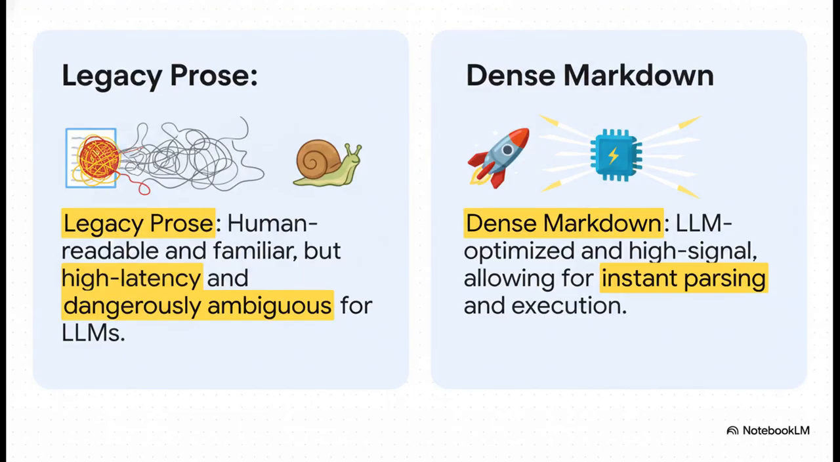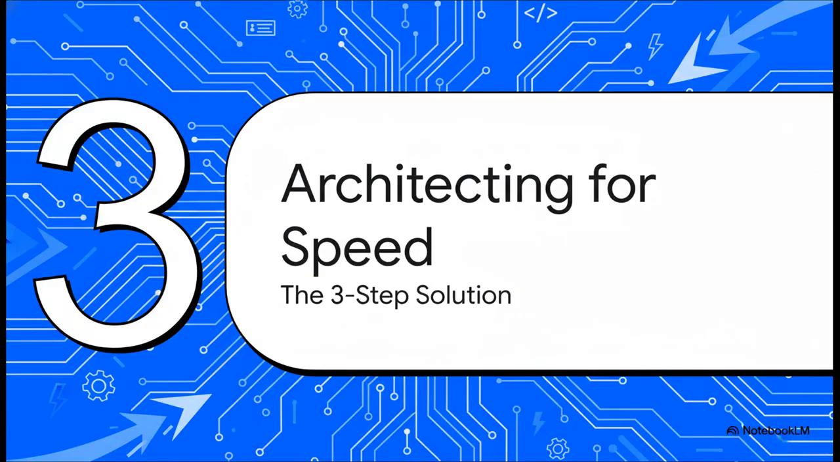On one side, you've got legacy prose. Yeah, it's easy for us to read, it's familiar, but for the LLM, it's high latency and just full of dangerous ambiguity. On the other side, you've got dense markdown. This stuff is optimized for the LLM. It's high signal. It lets the model parse and execute instantly. And that is the mindset shift right there. You have to stop thinking of these as instruction documents and start treating them like high-performance code, because that's what they are.